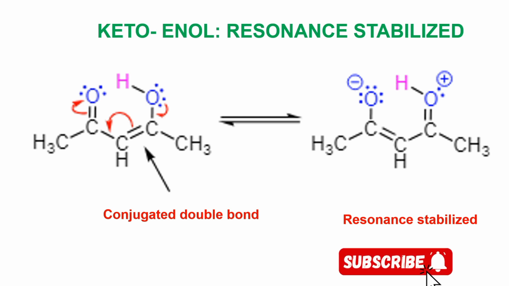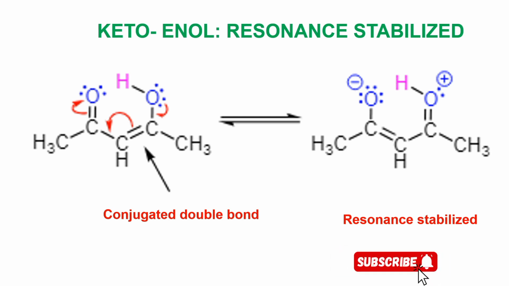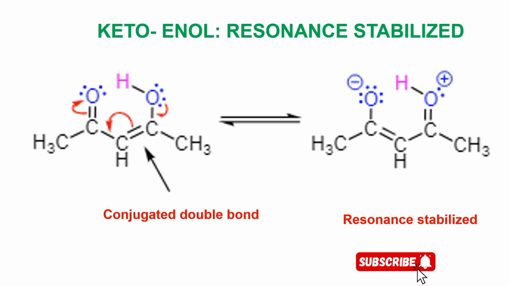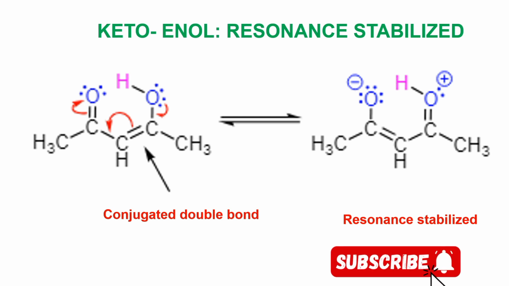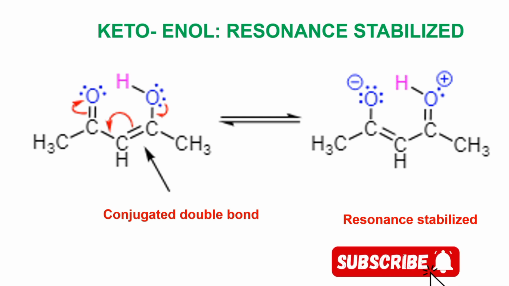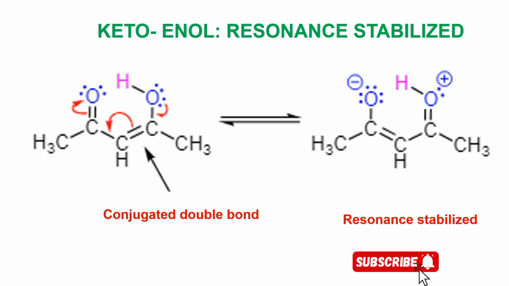In this case, we are going to form a resonance stabilized enol. The keto enol compound of 2,4-pentadione can be stabilized by resonance. Looking at the equation, you can see that the lone pair of electrons on oxygen of the hydroxyl, which is of the enol, is going to move in clockwise direction. When this lone pair of electrons is moving, the conjugated double bond is also going to move by resonance.